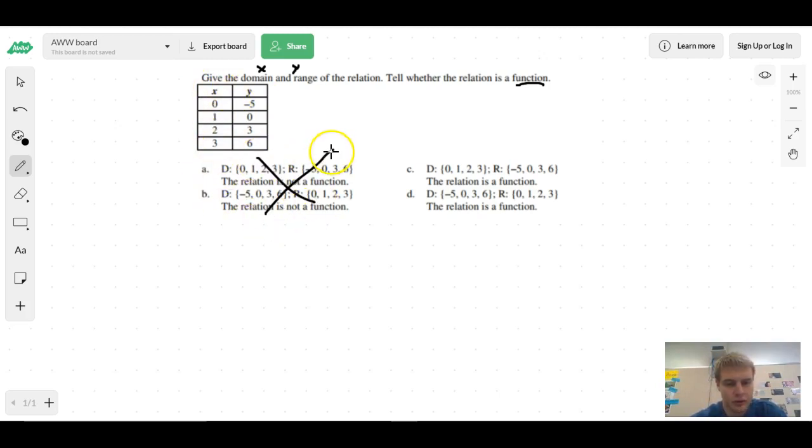So these two are wrong. And then the domain is 0, 1, 2, and 3, which is that one right there. And the range is -5, 0, 3, and 6. So that would work out right there. So C would be my answer. Let's try the next one.